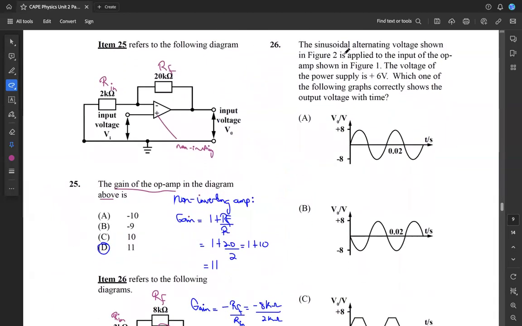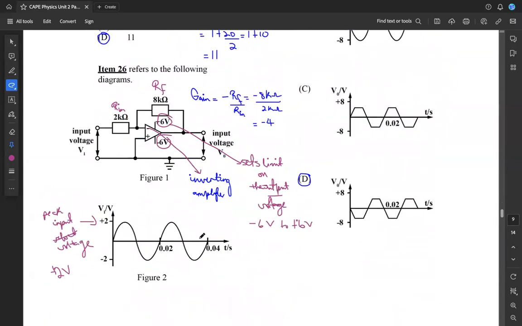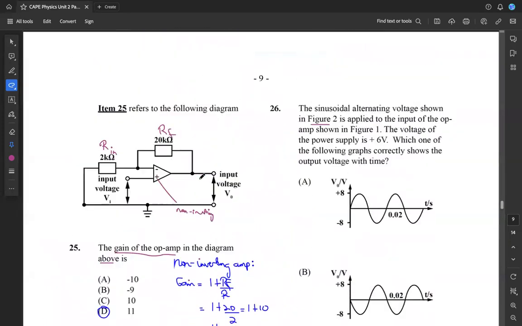So the sinusoidal alternating voltage shown in figure 2 is applied to the input of the op amp as shown in figure 1. We're going to take this sinusoidal input voltage and put it into our inverting amplifier. So that's what we're doing here.